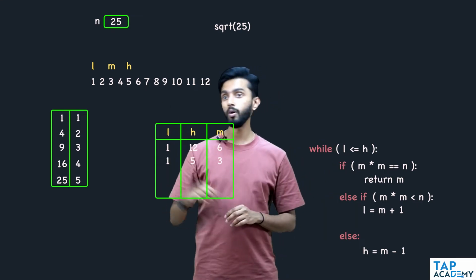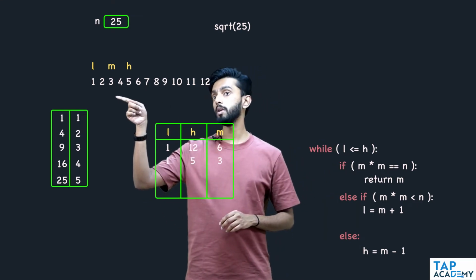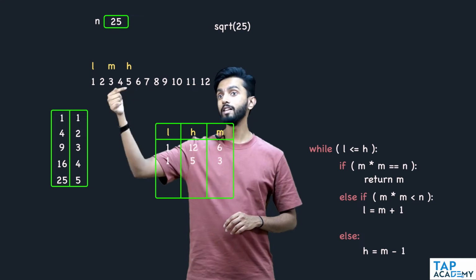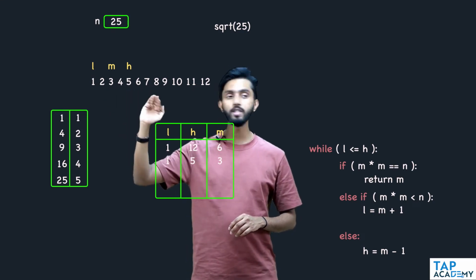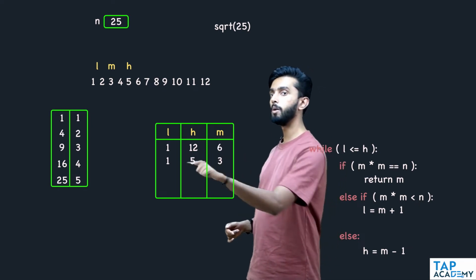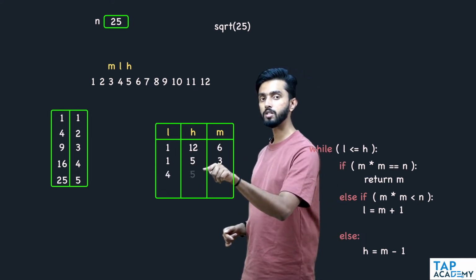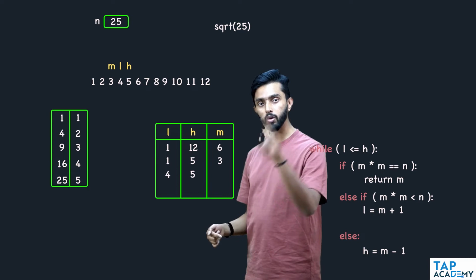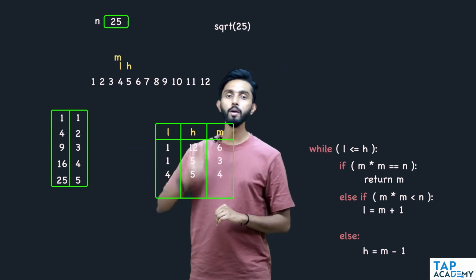If 9 is lesser than 25, then the search must be to the right side. I should increase the value. So low is equal to mid plus 1. That's what I'm doing. Low is equal to mid plus 1. It becomes 4. High remains the same. 5 plus 4, 9. 9 divided by 2 is 4. Right? So now mid becomes 4.